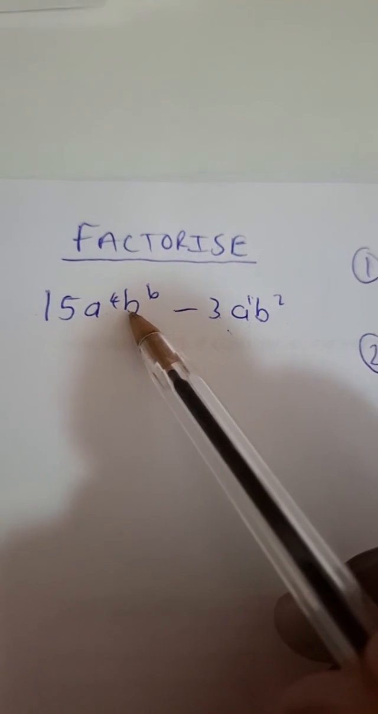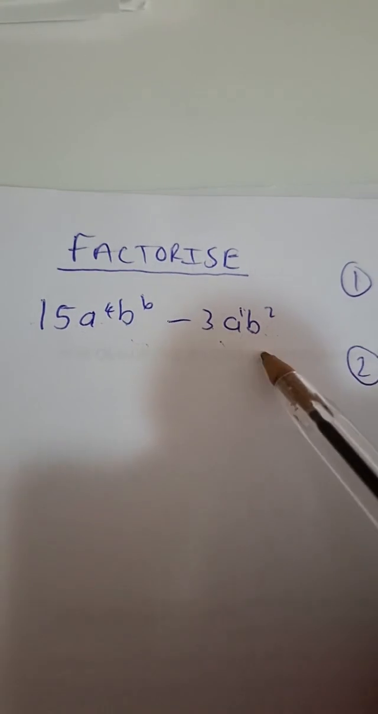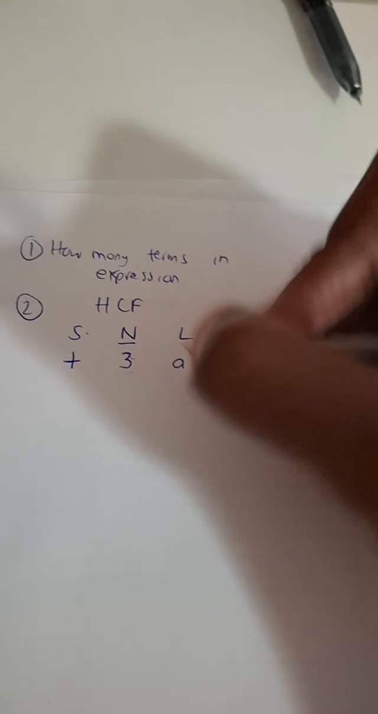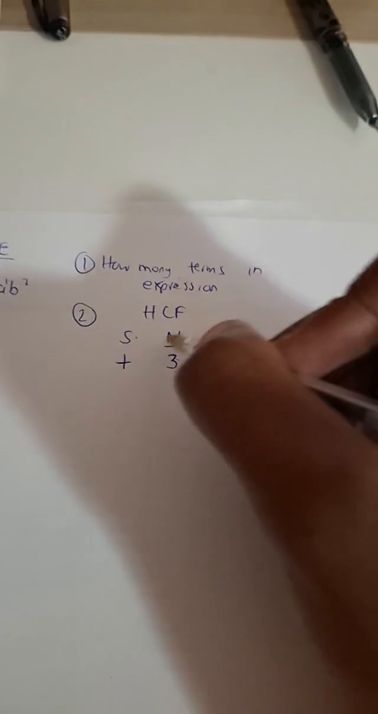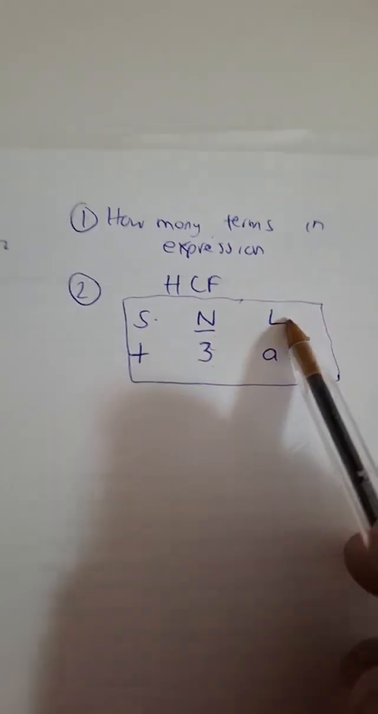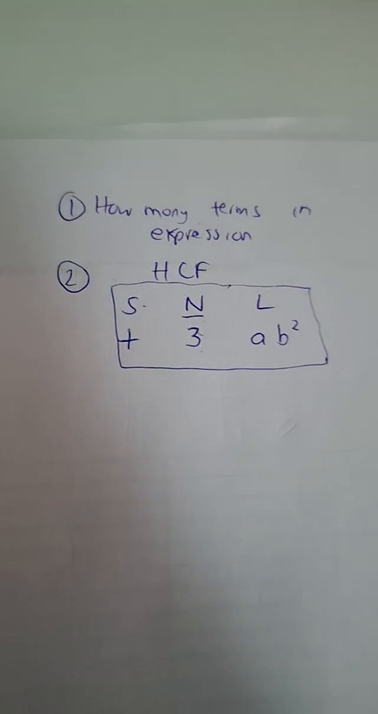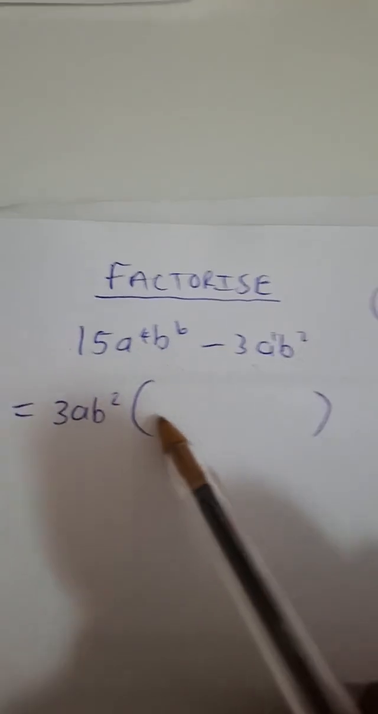Then we look at B to the power 6 and B to the power 2. We choose the base that has the lowest exponent. Yes, it is B squared. I am done taking out my highest common factor using sign, number, letter, S and L, guys. Simply put, I'm now in a position to write 3AB squared as my highest common factor. Now, all I need to do is figure out what is left over.